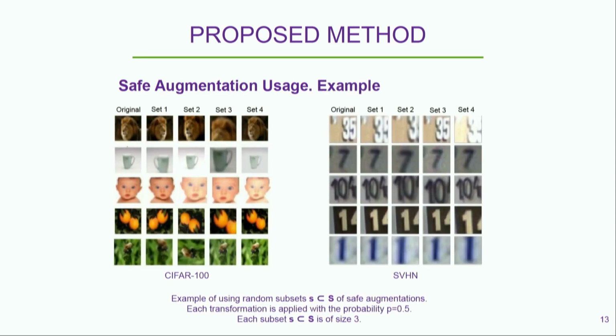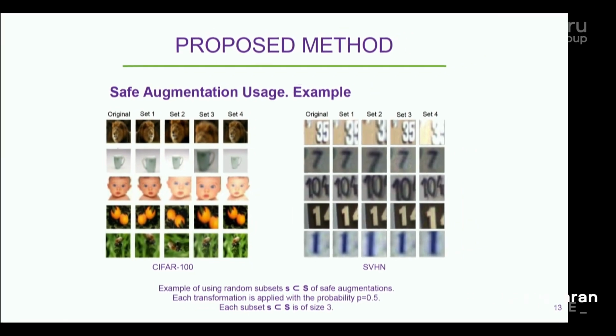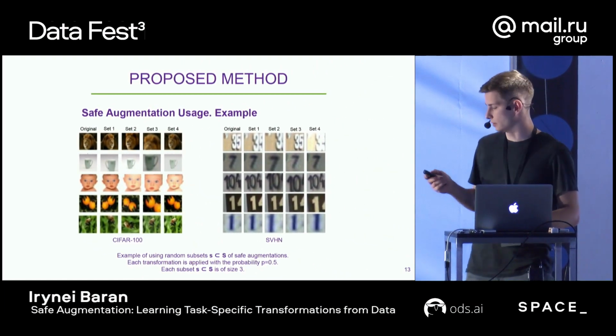Here you can see an example from the CIFAR-100 and Street View House Numbers data sets. We're using subsets of size 3, each augmentation with probability 0.5. You can see that the images look pretty similar. We can easily recognize objects on them, but it still adds some variability to our data set.